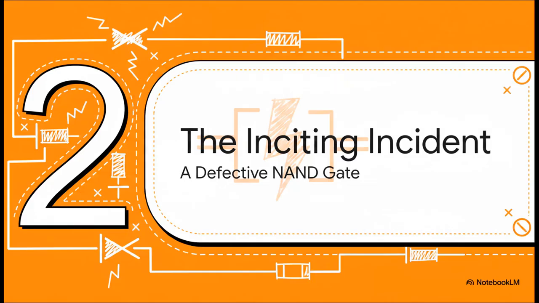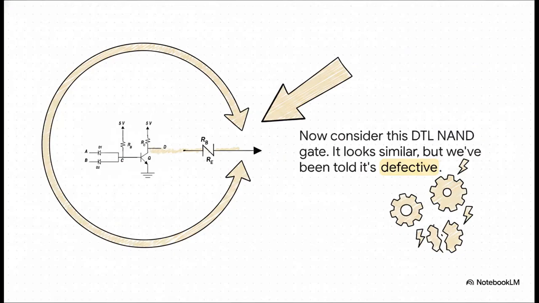And now for the main event. We're handed a new circuit, a DTL NAND gate. It's using the same building blocks, but the wiring's a little different. And here's the hook. We've been told there's something wrong with it. This gate is defective. At first glance, it looks a lot like the NOR gate, doesn't it? We've still got our 2 input diodes, we've still got our output transistor, but look closer. The really critical difference is how that base resistor, RB, is connected. It's now tied directly to the 5-volt supply. This subtle little change, this is the scene of the crime.